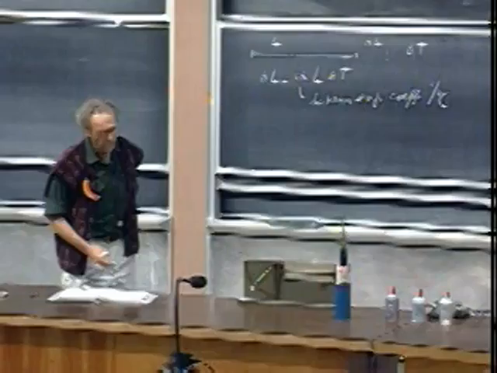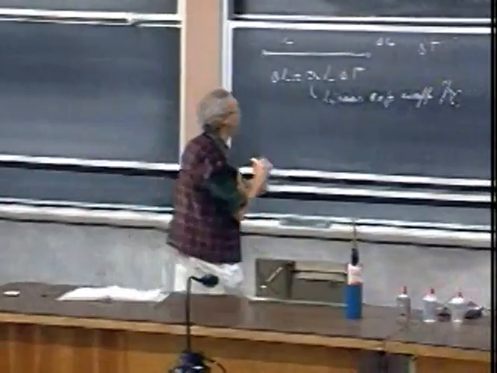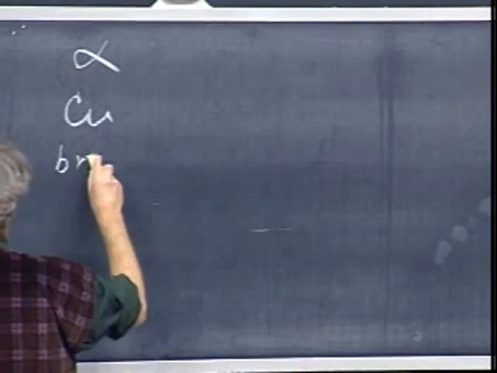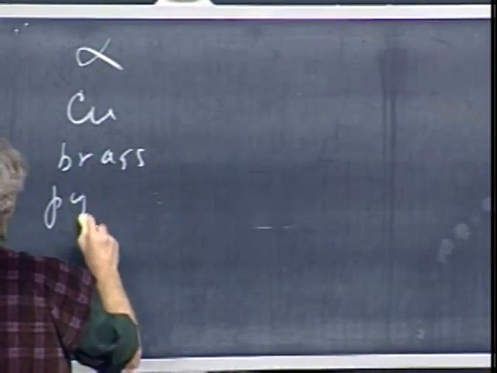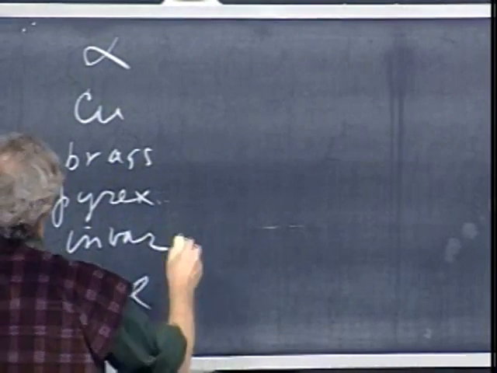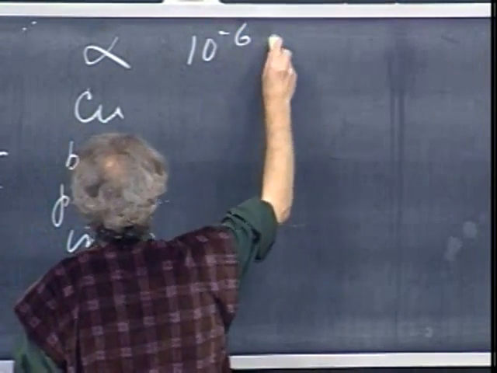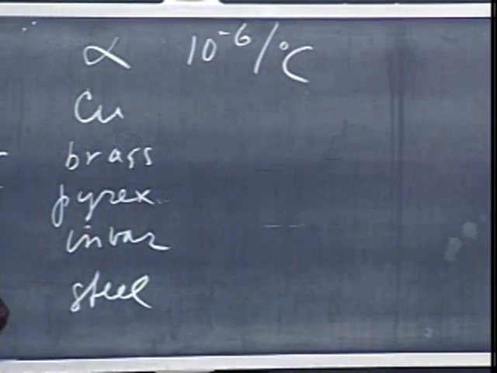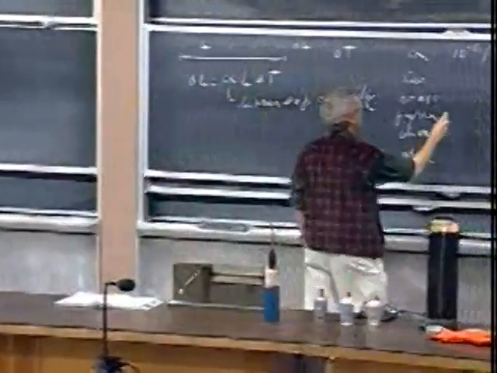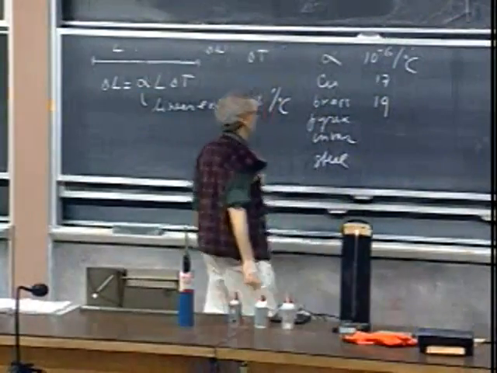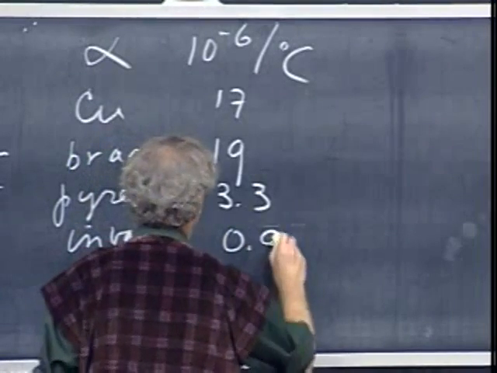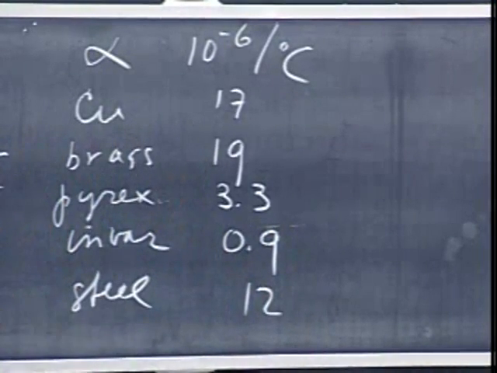The various values for alpha differ a great deal. I'll give you some values for alpha. I'll give you copper. I'll give you brass. I'll give you Pyrex. I'll give you Invar. And I'll give you steel, and they are in units of 10 to the minus 6 per degree centigrade. And we'll use some of them today. Brass is about 19. Copper is 17. Pyrex 3.3. Invar 0.9. And steel is roughly 12, but there are many different kinds of steel.